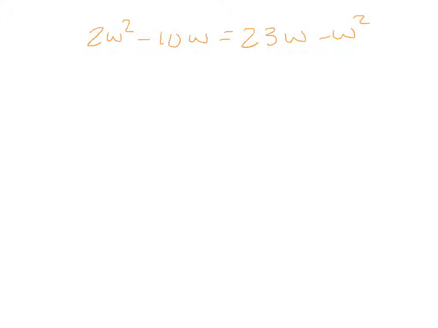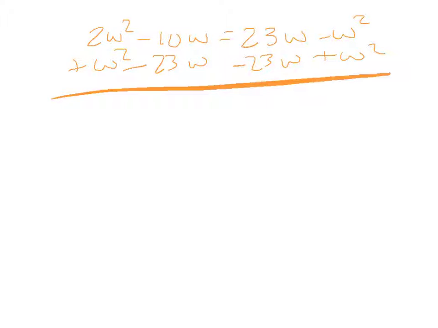So again, I want to get everything to one side. Add w squared, subtract 23w. So those all cancel out, equals 0 on that side. Let's see here, I get 3w squared minus 33w. So the thing I want to point out is this no longer has three terms. This is just the w squared and the w.